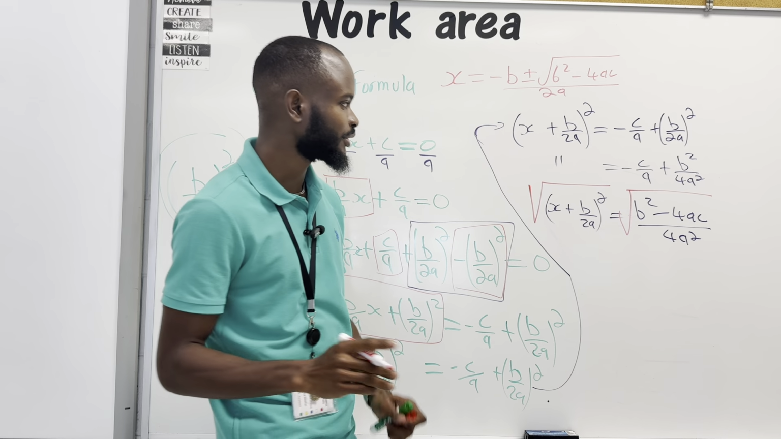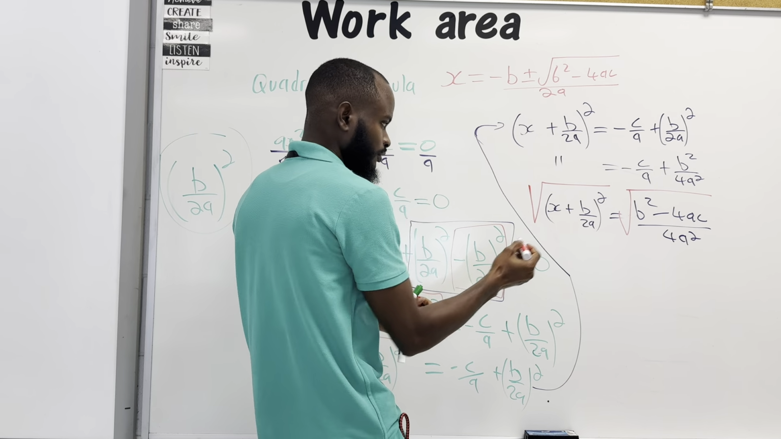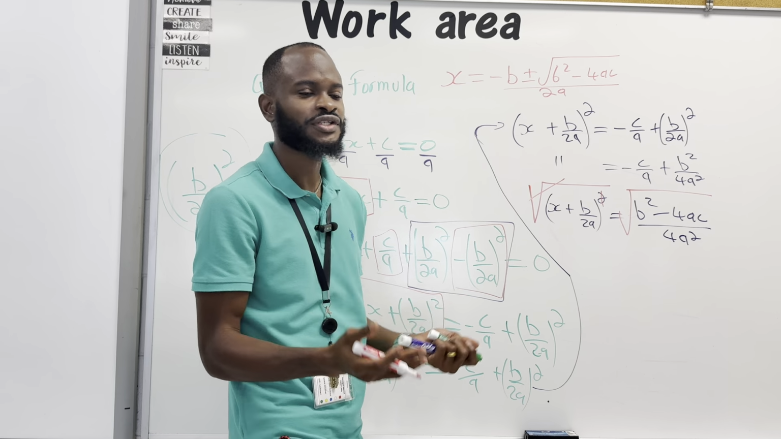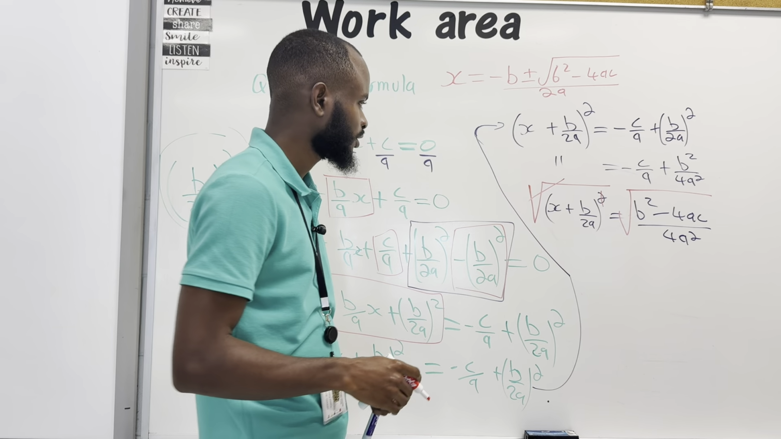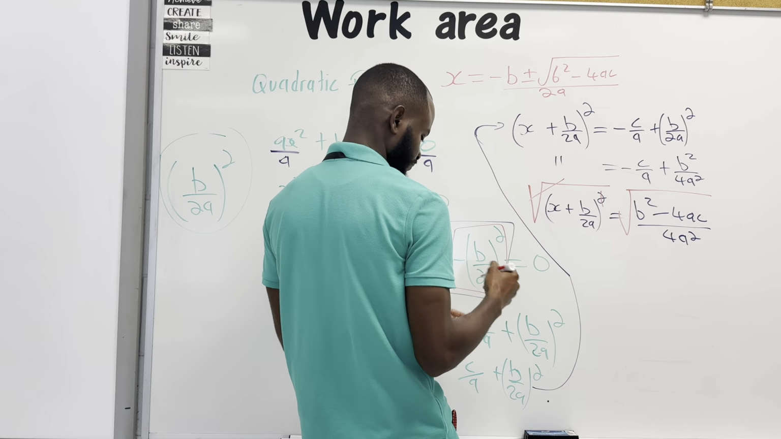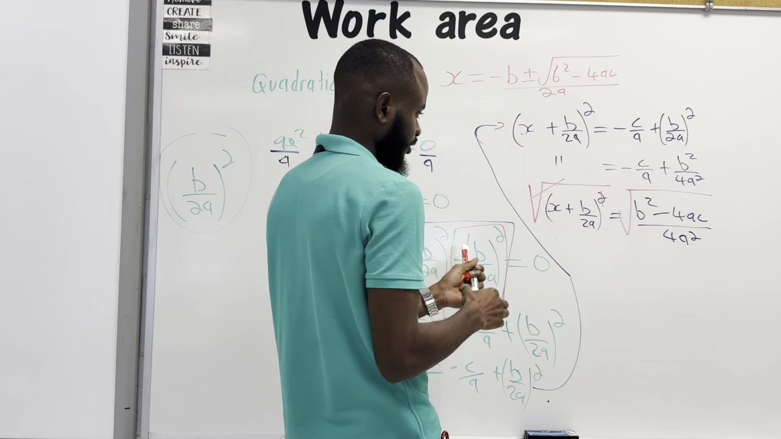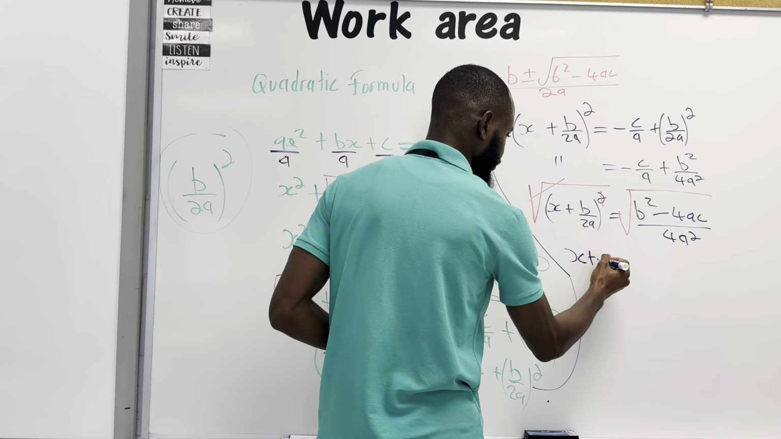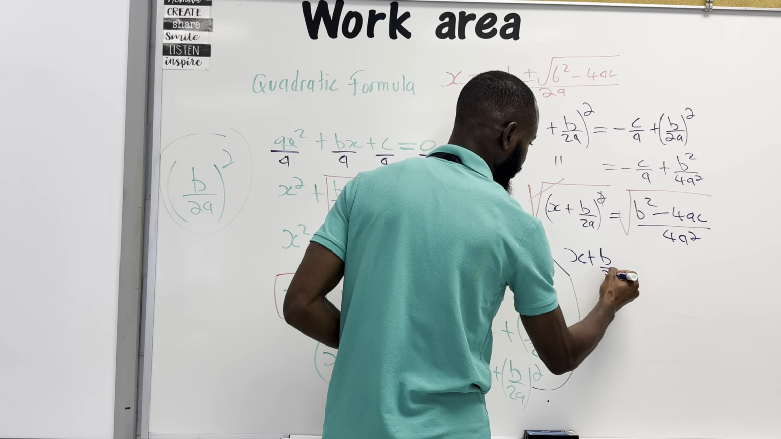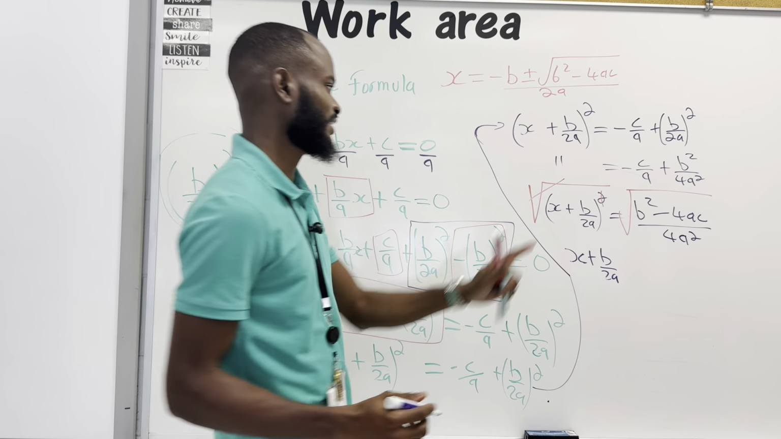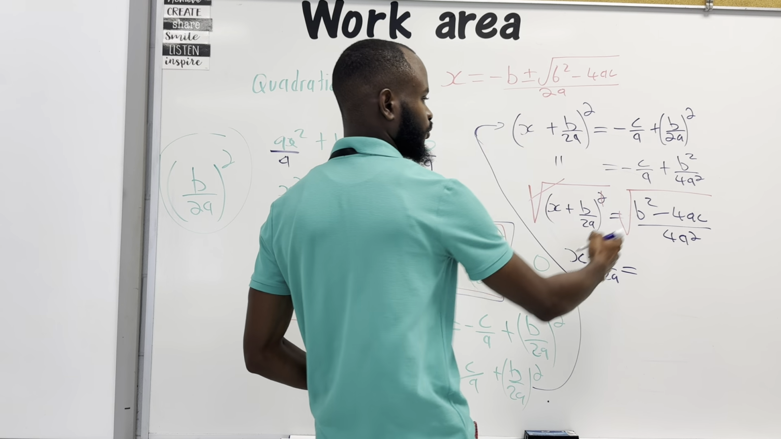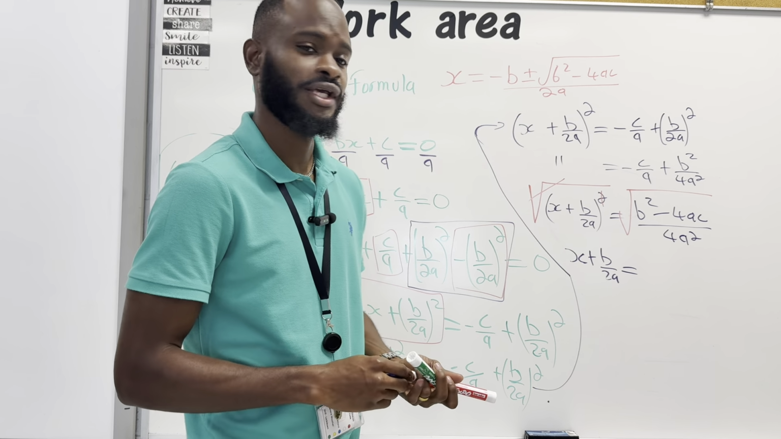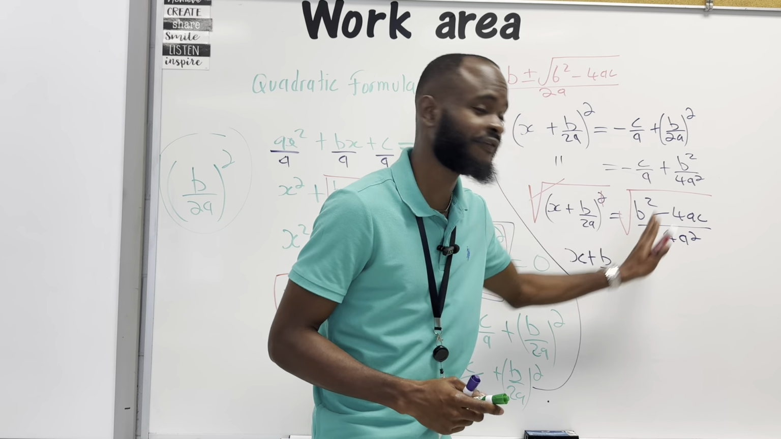And when we do that, look what happens. The square term right here, this 2 cancels with the square root, because the inverse operation of squaring is square rooting. So what we're left with is x plus b over 2a. So we're going to put that, going back to purple, that's x plus b over 2a. Good? And that's going to be equal to the square root of b squared minus 4ac over 4a squared. Now, remember, it's the square root of the entire fraction.